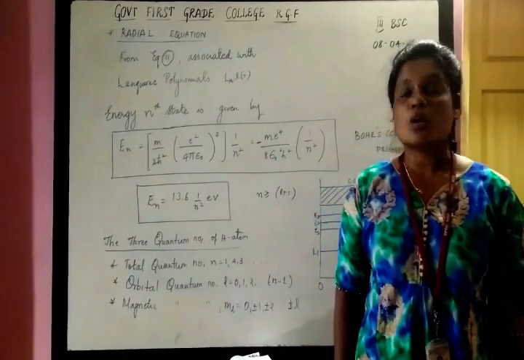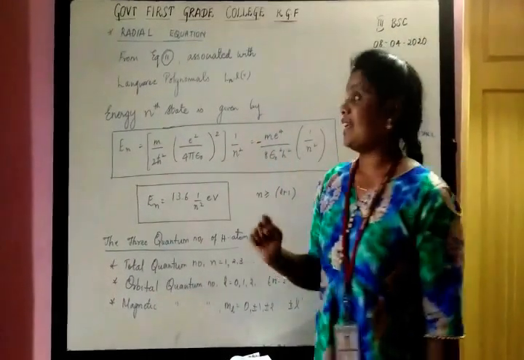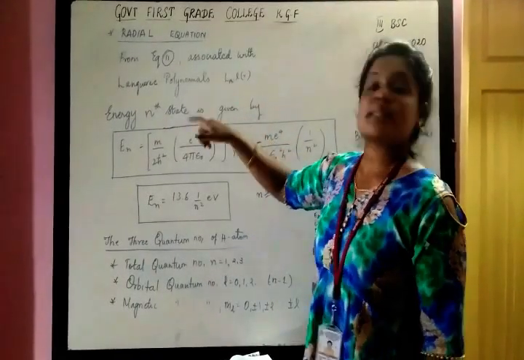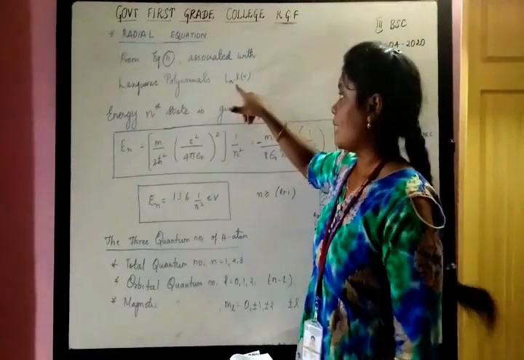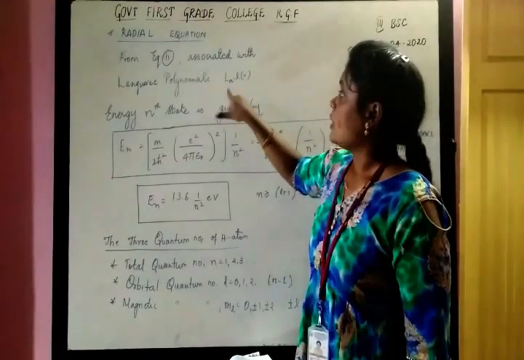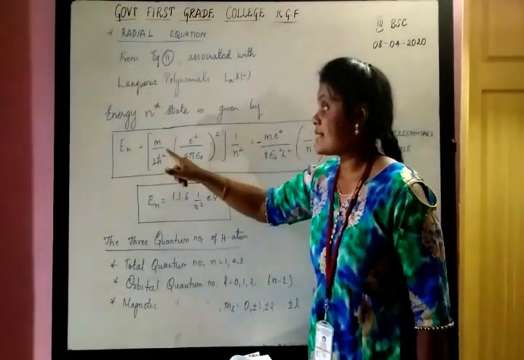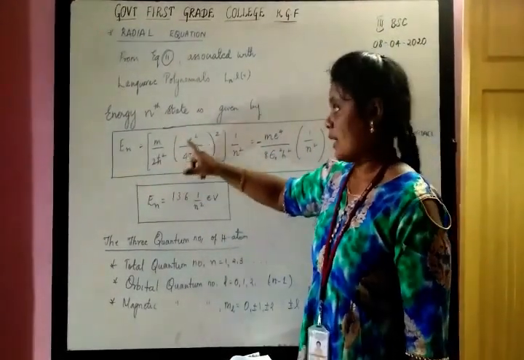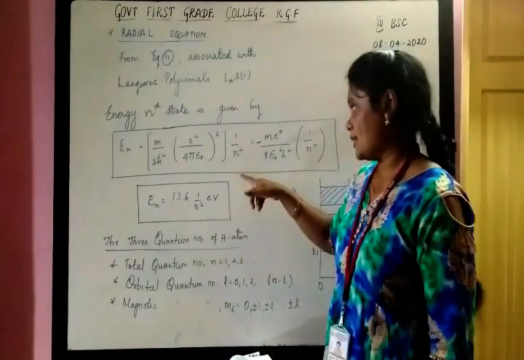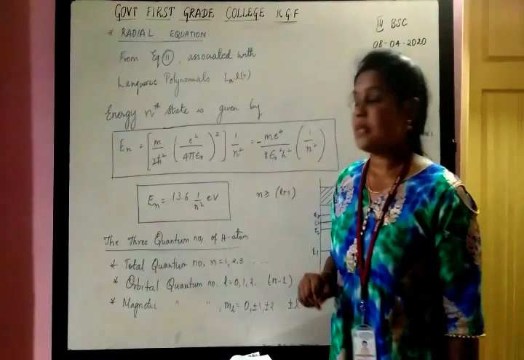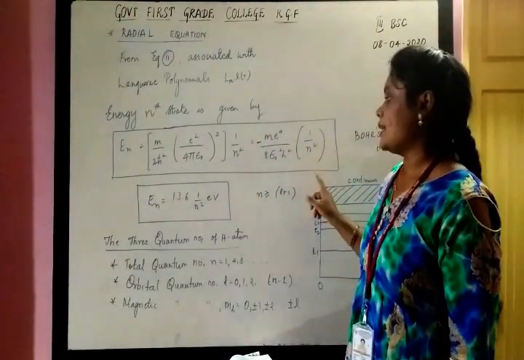Next, let's go on to the radial equation. So, the radial equation is given in equation 8. It is associated with the Laguerre polynomials L n L of R. So, this nth state is given by E of n, which is m divided by 2 h bar square into e square divided by 4 pi epsilon naught the whole square into 1 by n square, is equal to minus m e to the power of 4 by 8 epsilon naught square h square into 1 by n square.